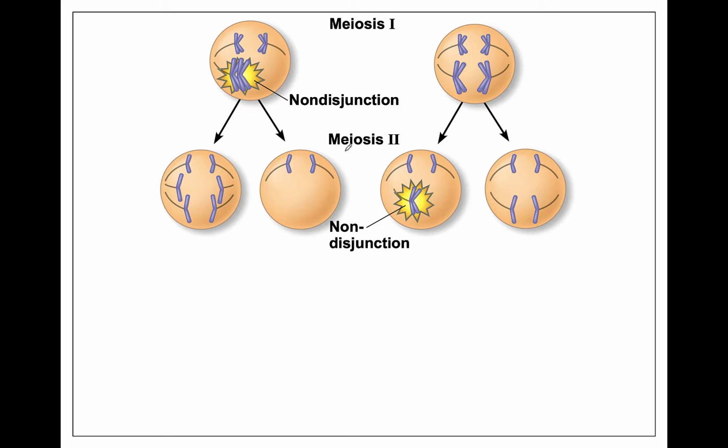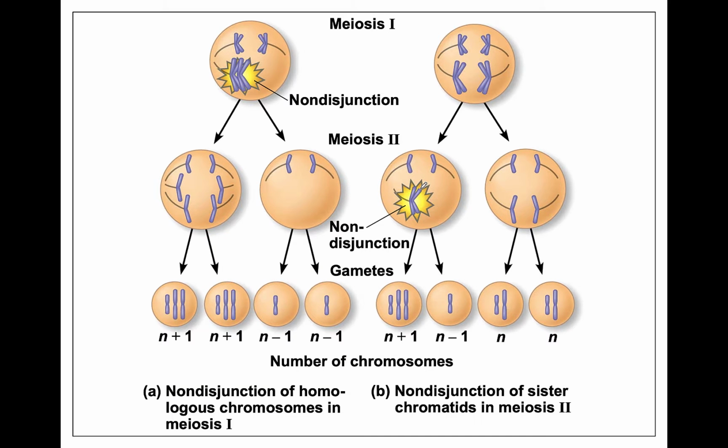This is an example of another place that non-disjunctions can occur, in meiosis 2. So over here, we have anaphase 2, where again, there's no spindle fiber here, and so this is not going to pull this chromosome apart, and we're going to end up with the wrong number of chromosomes. When there is a non-disjunction in meiosis 1, all of the gametes end up with the wrong number of chromosomes.